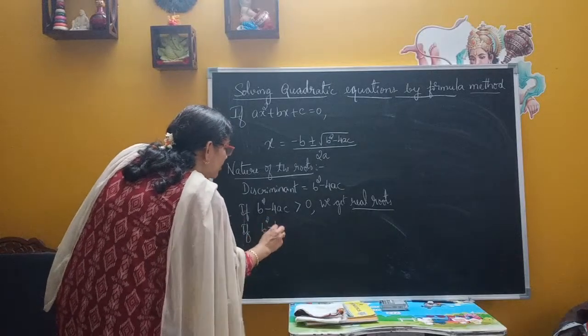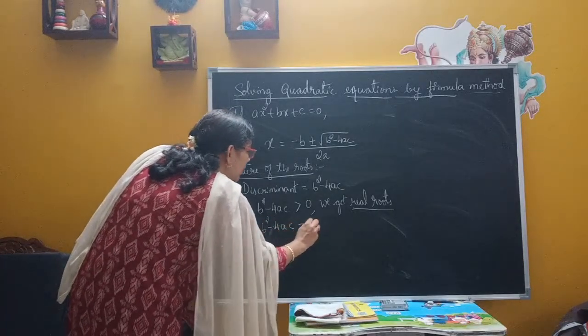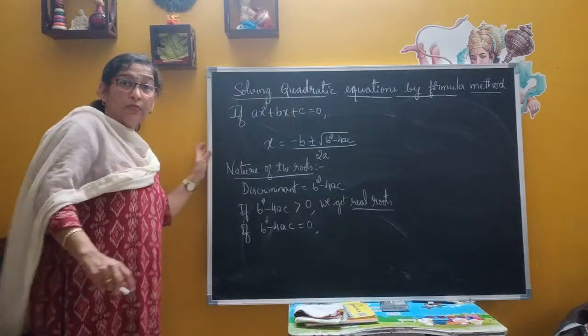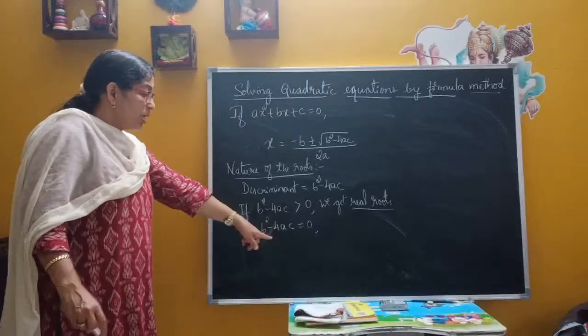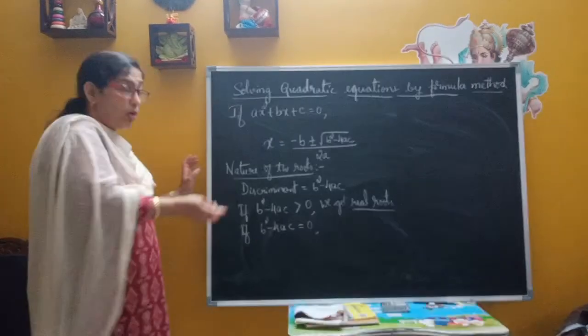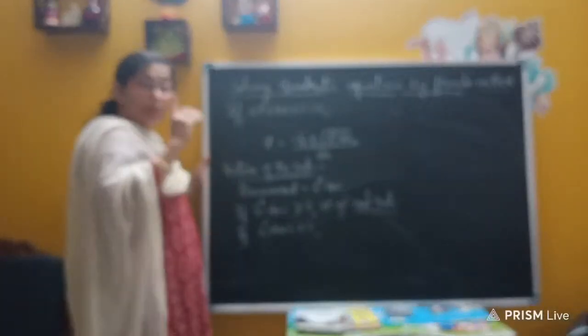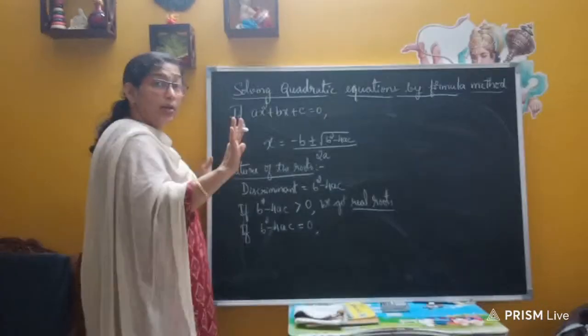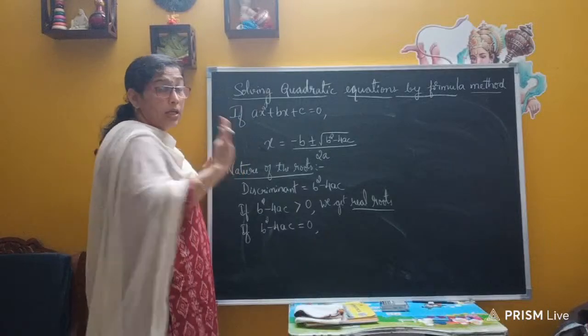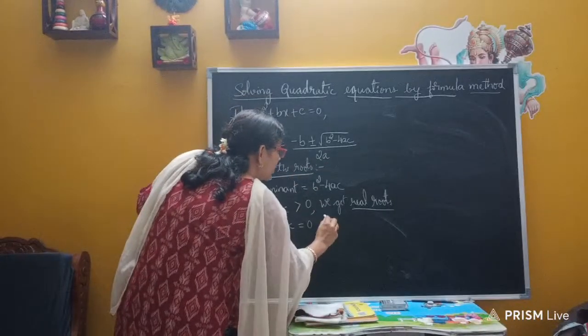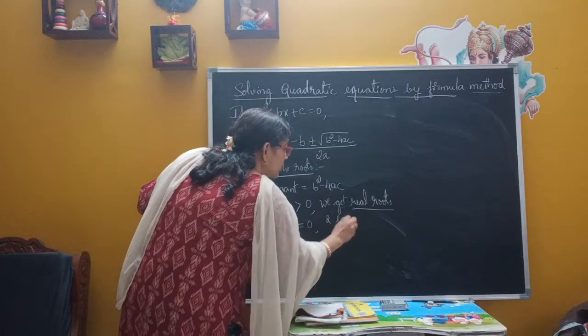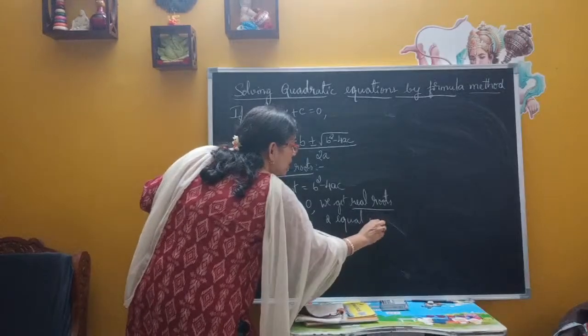And then if b square minus 4ac is equal to 0, we get two equal roots. One is plus, one is minus, but numerically they are equal. So we get two equal roots.